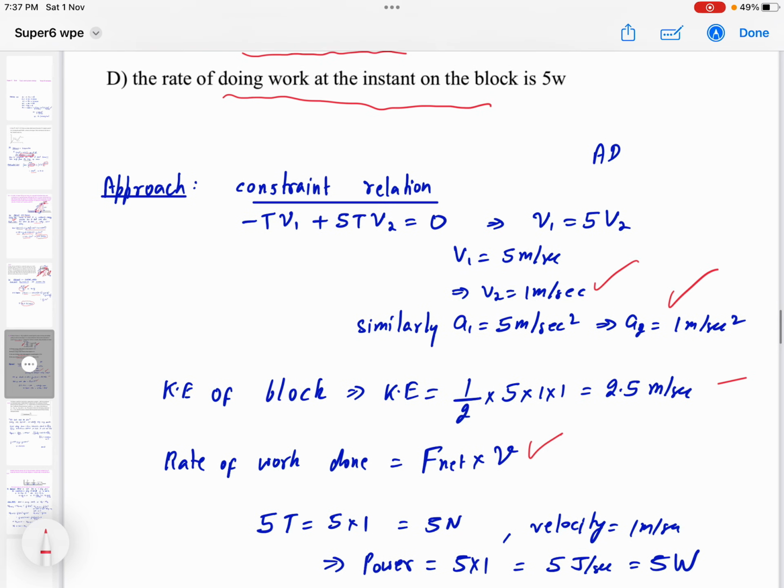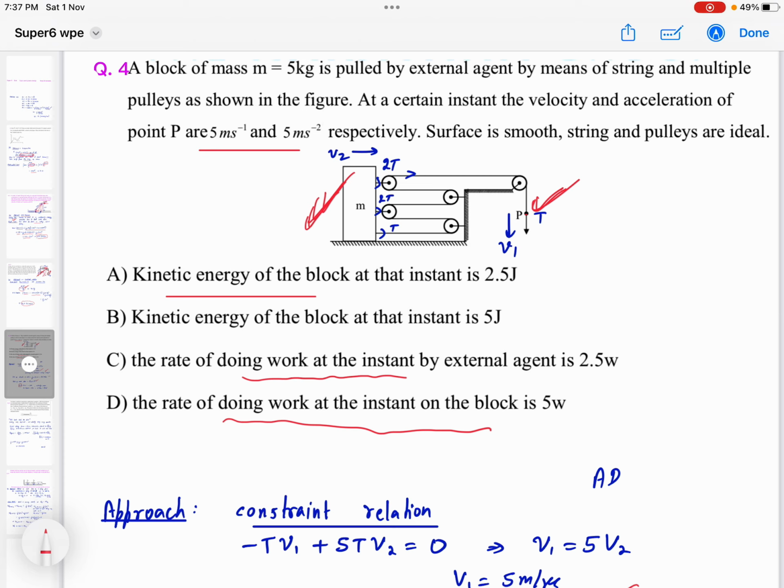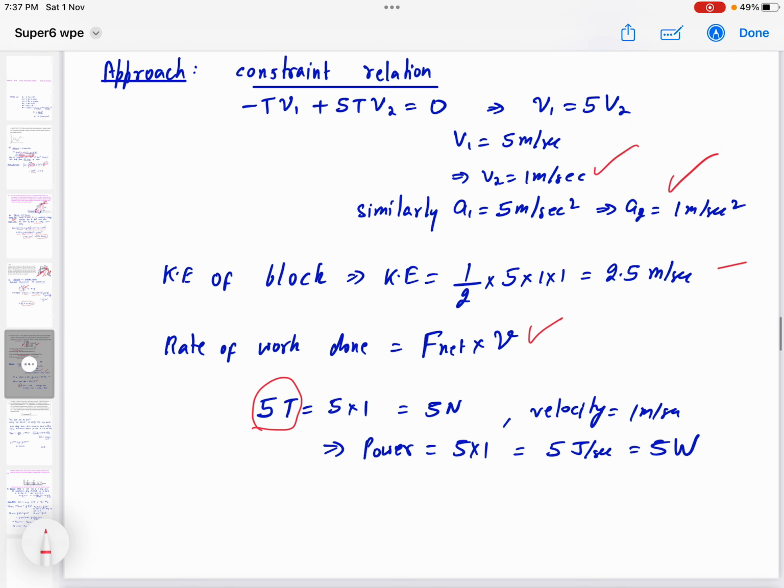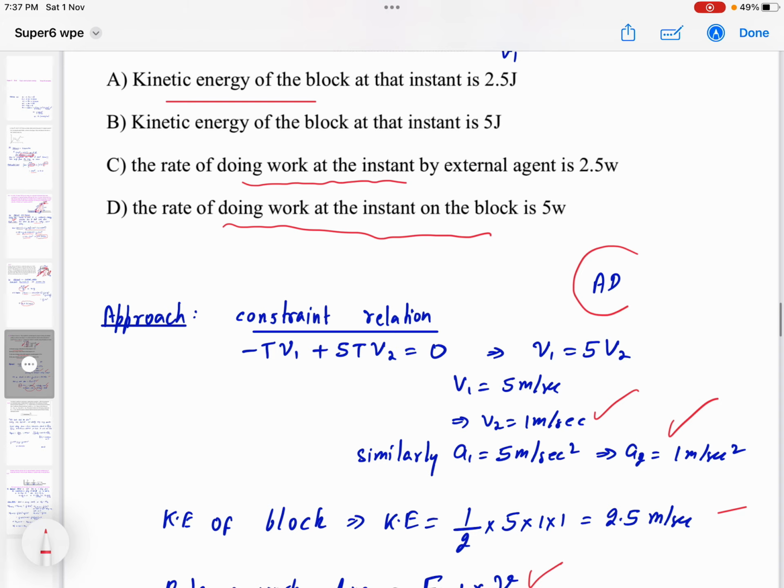What is the net force on the block? It is 5T. If the tension here is T, then the forces acting on the block are 2T here, 2T here, and T here, a total of 5T, right? So 5T is 5 Newton, velocity is 1 meter per second, so power will be force times velocity. That is our answer. So the answer should be AD.